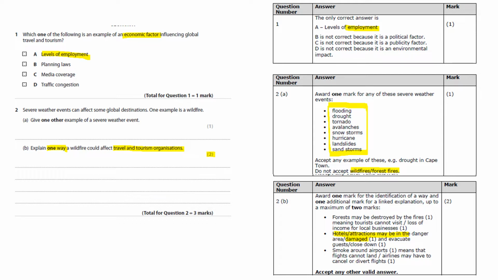For example, they may have to evacuate guests, they may have to close down, they're not able to earn as much money. It could be you talk about airports. The smoke is near the airports, which means they can't fly, because it's dangerous. So again, 1 mark for the reason, 1 mark for the explanation. What you don't want is multiple reasons for this one. So that's question 2B. Let's move on.